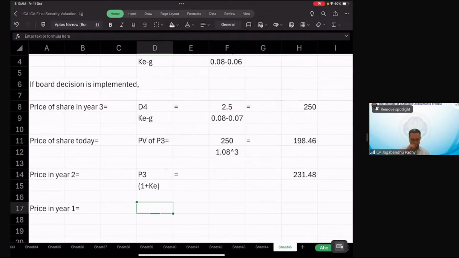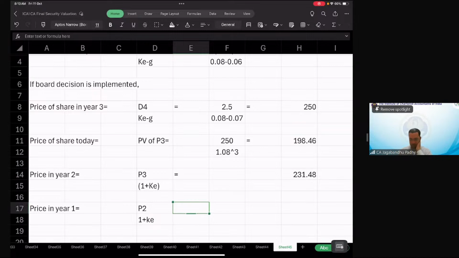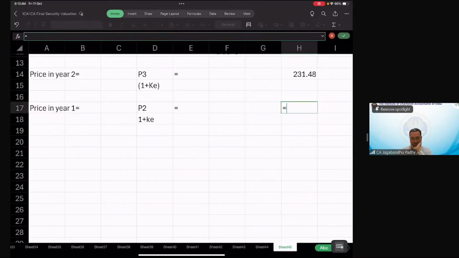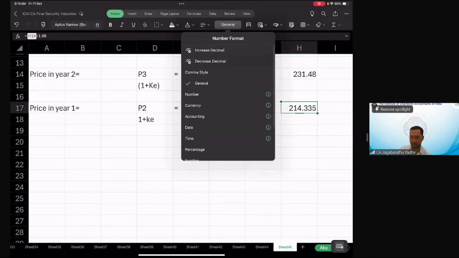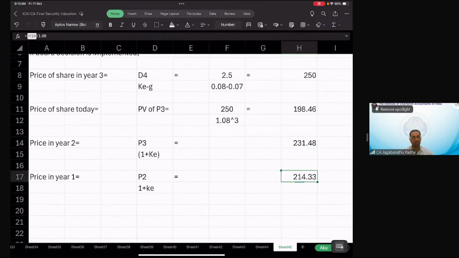Then price in year 1 will be the 2nd year price divided by 1 plus KE. So the 1st year price will be the 2nd year price divided by 1.08, which is 214.33. So price in year 1 will be 214.33. Right, so we got the prices of each of the shares.